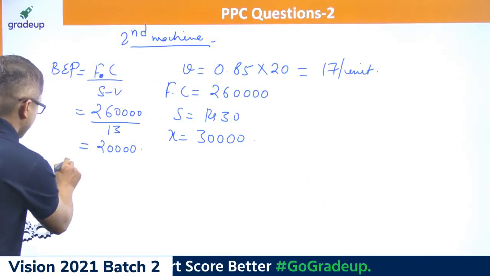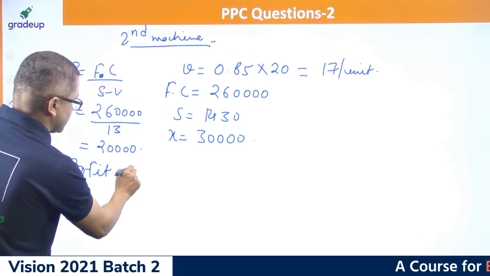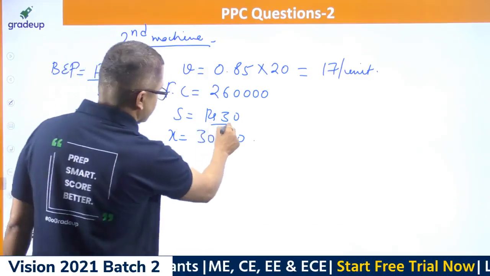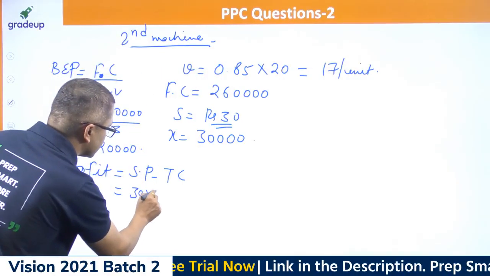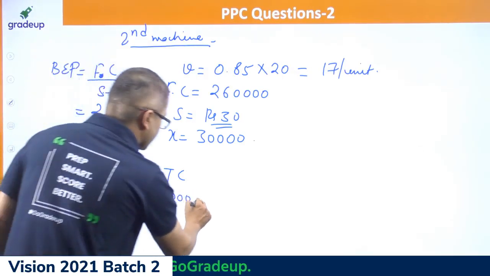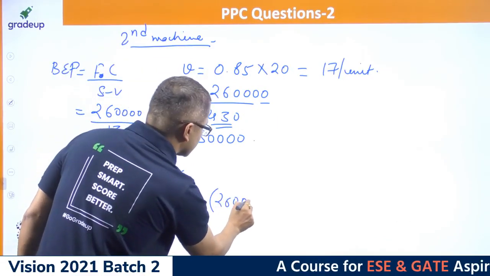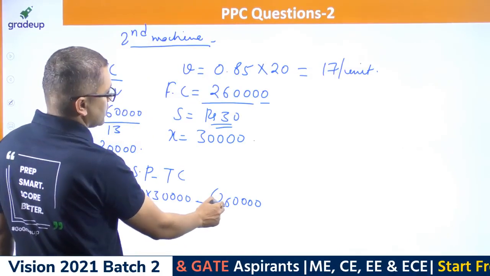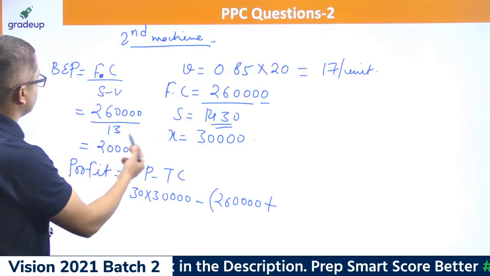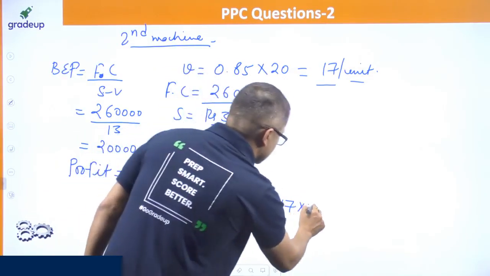Fine. So now here, profit is nothing but selling price minus total cost. Now selling price, small s, how much is the small s? That is 30. So that is 30 into 30,000, minus total cost, which is nothing but fixed cost, 2,60,000, plus variable cost. What is variable cost? Small v is 17 per unit. So 17 into 30,000.